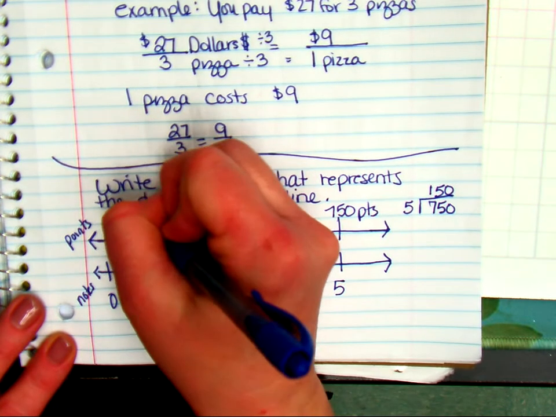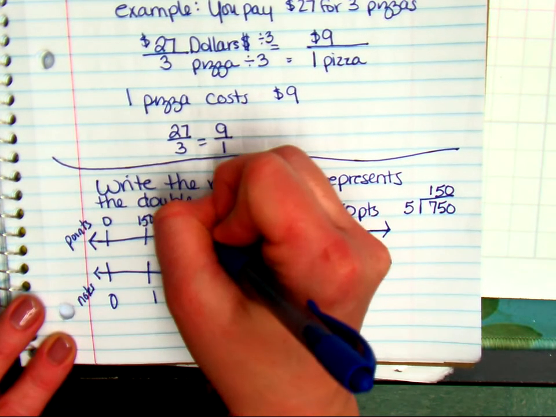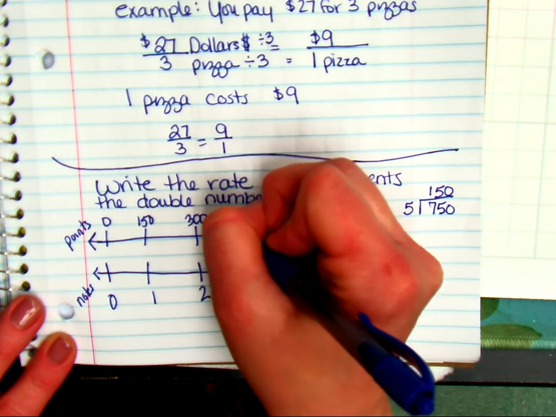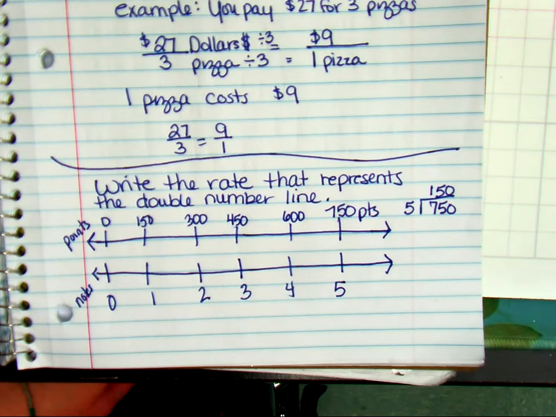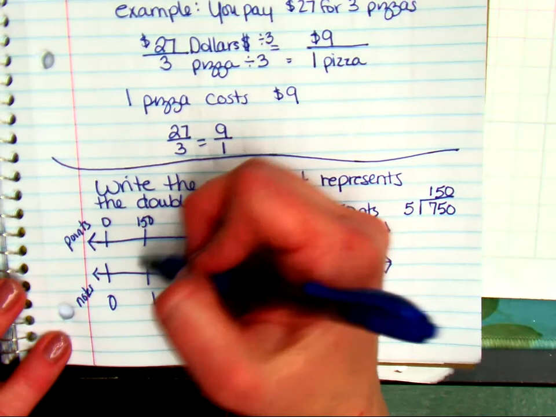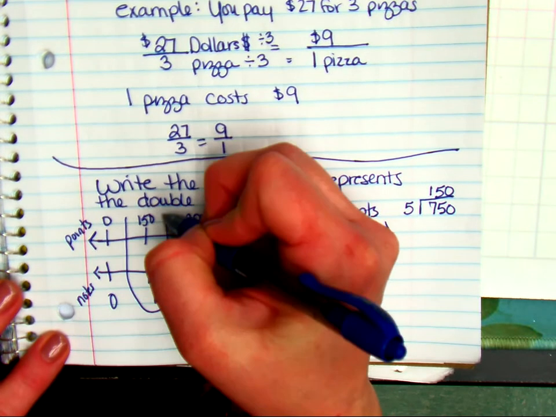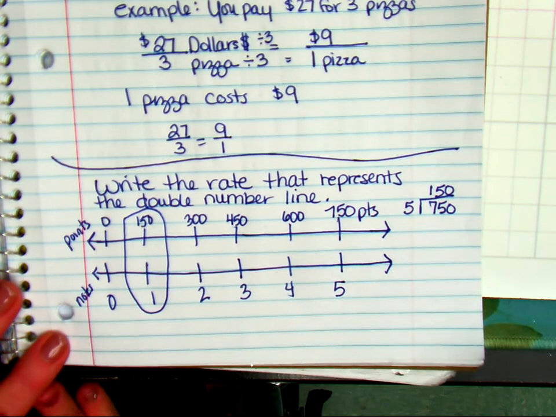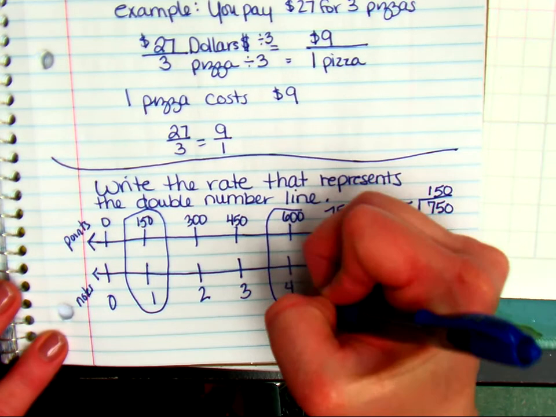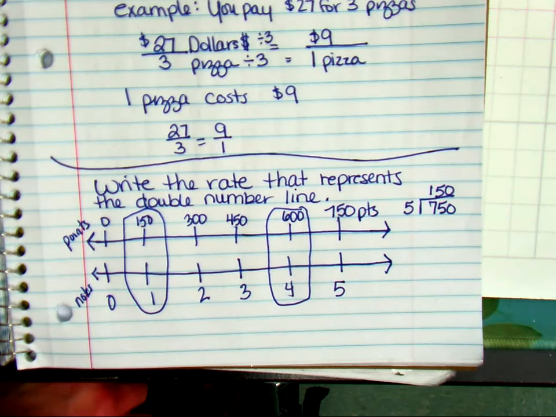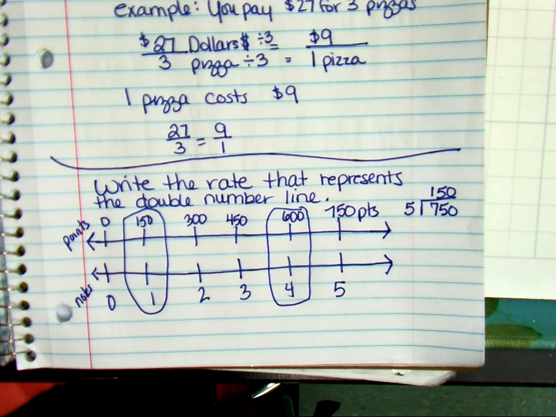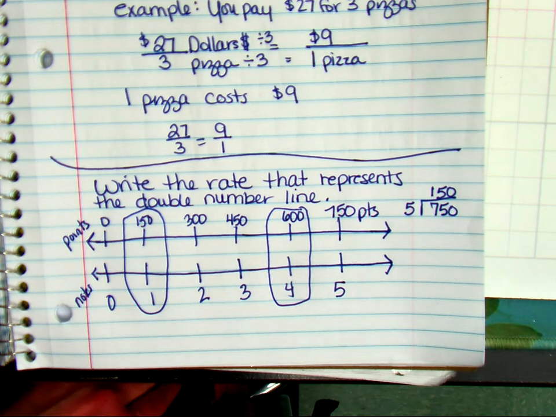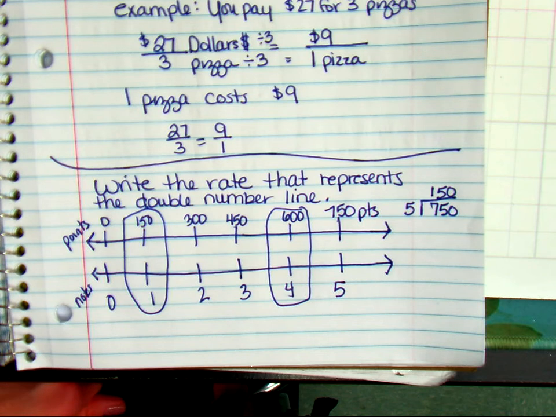So 150 more would be 300, 150 more, 450, 150 more, 600, and then we get to the 750 points. So now I know whenever I play the game, if I get 1 note, I'm going to have 150 points. If I hit 4 notes, I'm going to get 600 points. And it kind of gives me this idea of how this works. The more notes I get, the more points I get, or if I get this many points, this is how many notes I hit. So it's a way to keep track of our data and to find the rate.